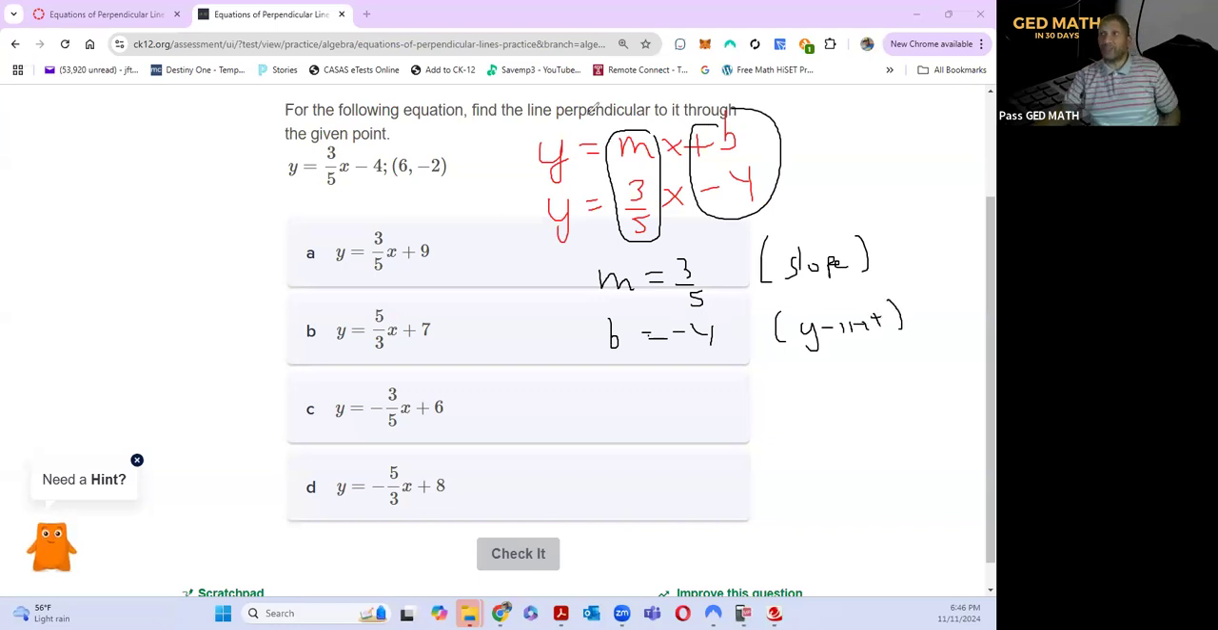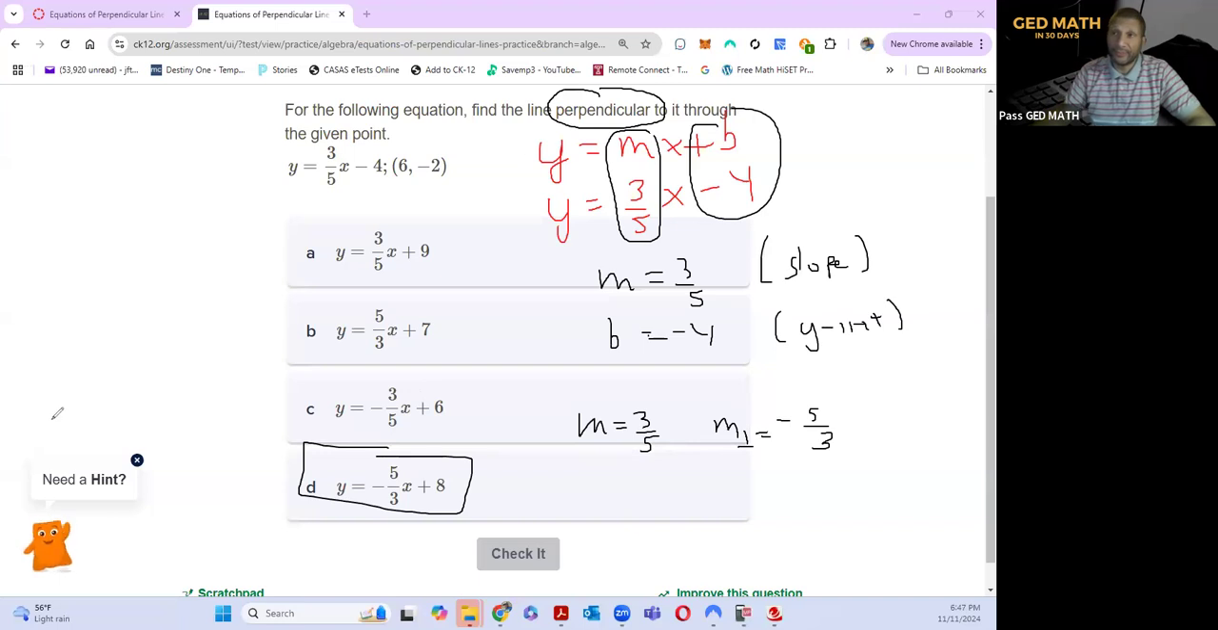So the second thing you must know is a perpendicular line has the negative inverse slope. The slope is the negative inverse. So if my slope is 3/5, the negative inverse. So if it's positive, that means my slope of the perpendicular is negative. And I flip it. So 3/5 becomes 5/3. So I'm looking for the equation that has a slope of negative 5/3. I'm done. That easy. It looks like a difficult problem.